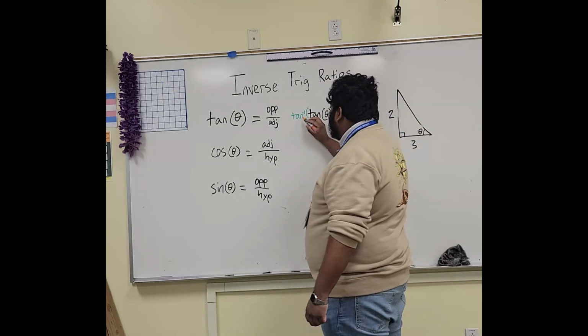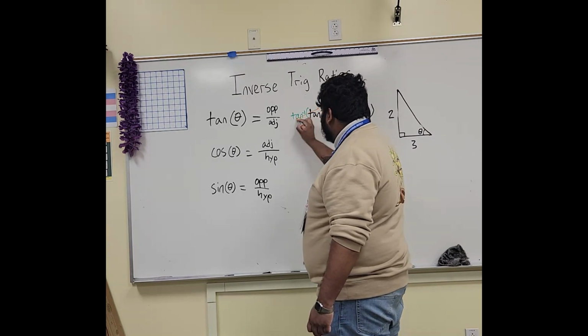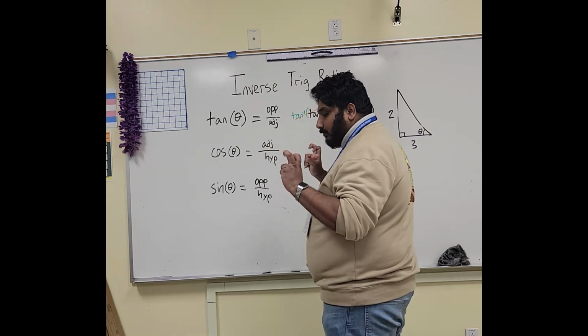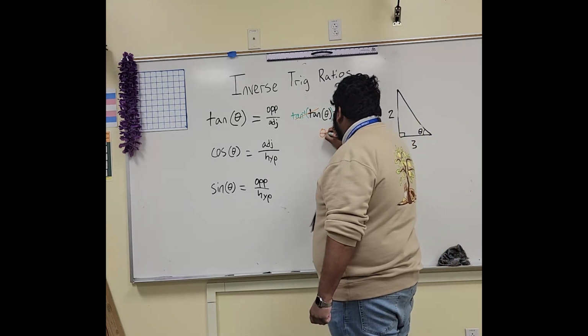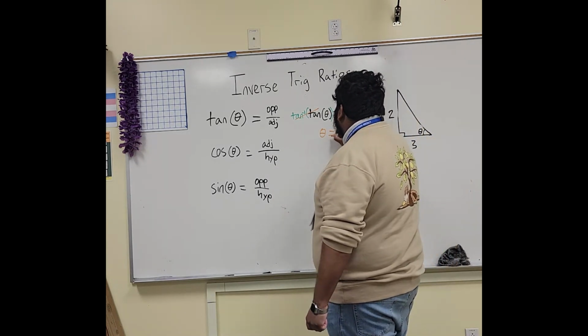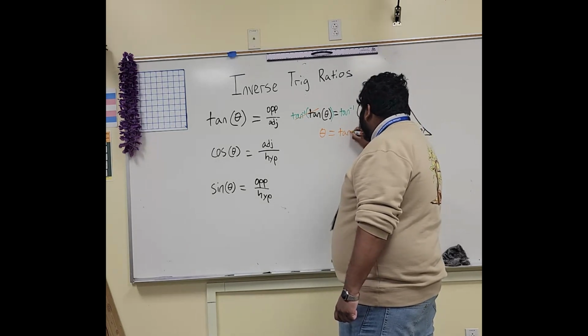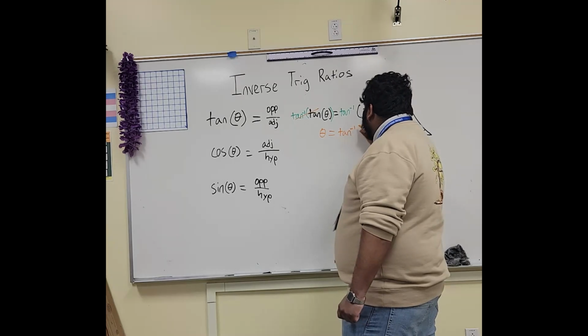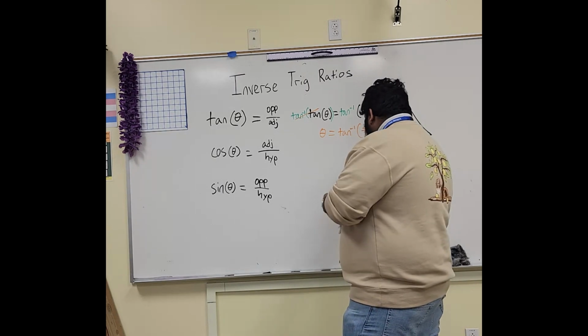And then this inverse tangent and this tangent, they're essentially going to cancel each other out. So they'll equalize, and we'll be left with theta. And then on the other side, we have a new equation, which is inverse tangent of 2 over 3.